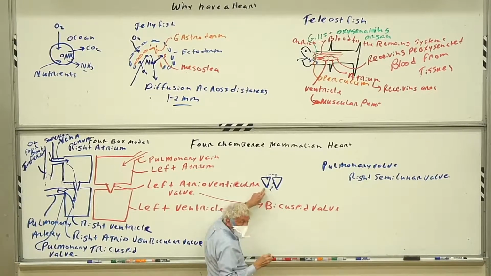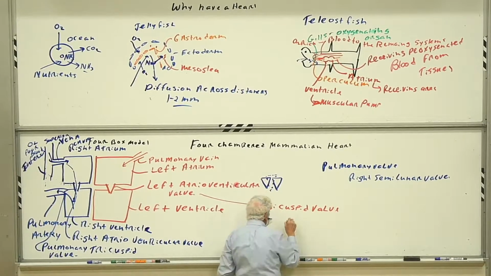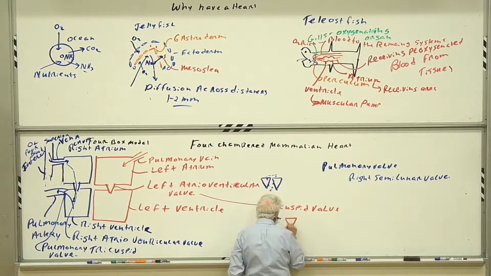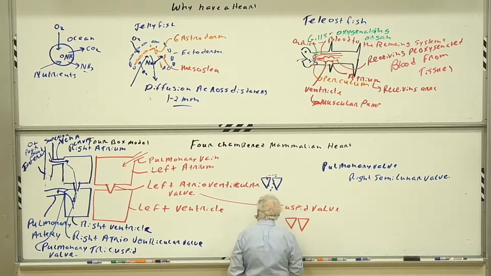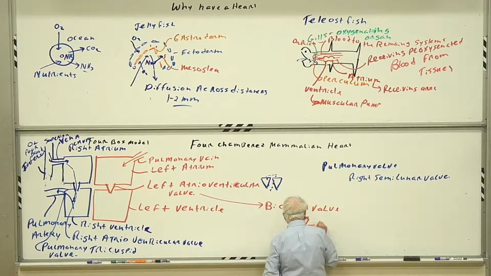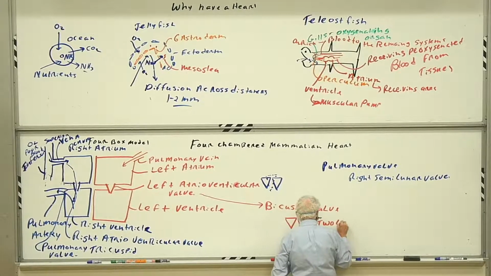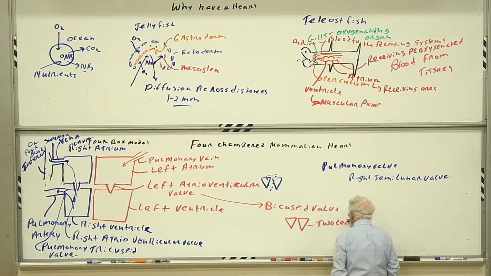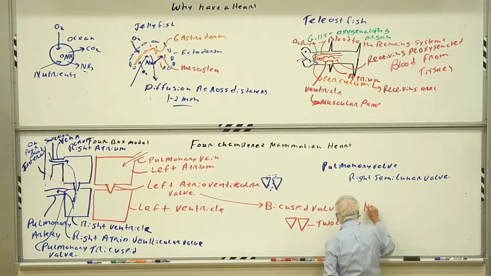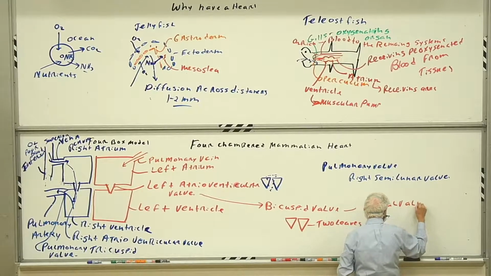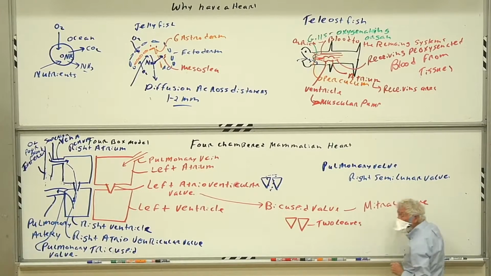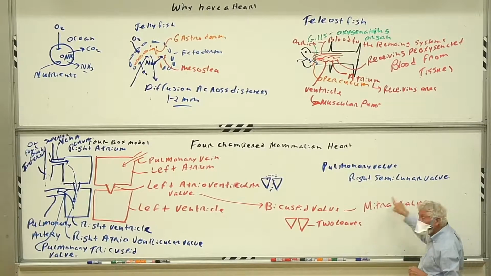Where the tricuspid valve had 3 leaves, the left atrioventricular valve has 2 leaves, and therefore it's called the bicuspid valve. It has another name. It's called the mitral valve. This term, mitral valve, is commonly used, but it's pretty arcane.